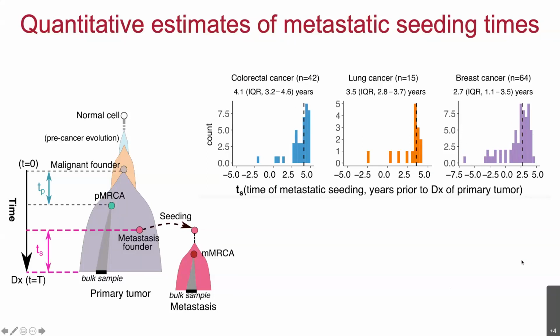So again, we're really finding evidence that metastatic seeding can occur early, and I think that when we put this in context, we need to be very careful about the language regarding early in light of the fact that this evolution is taking place over decades, really over a lifetime.